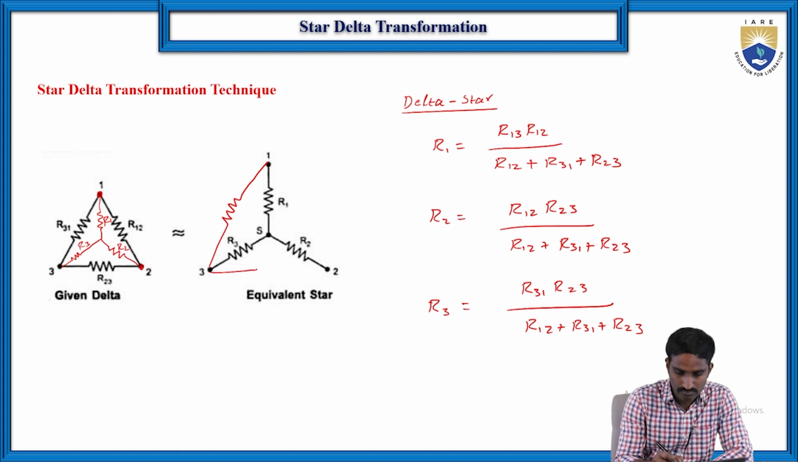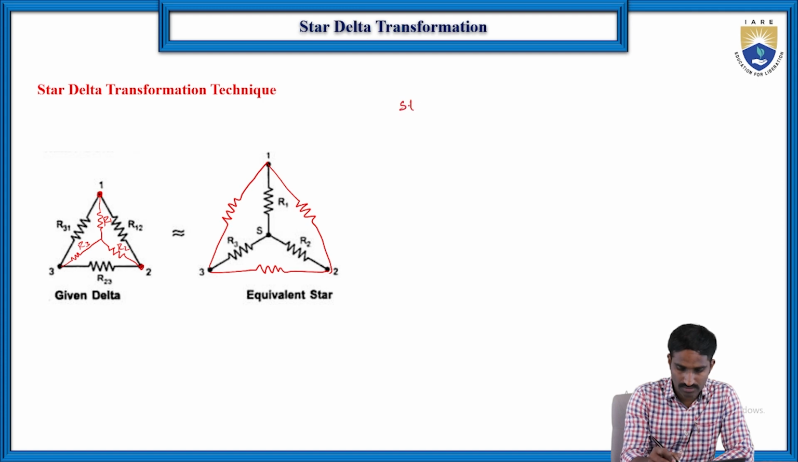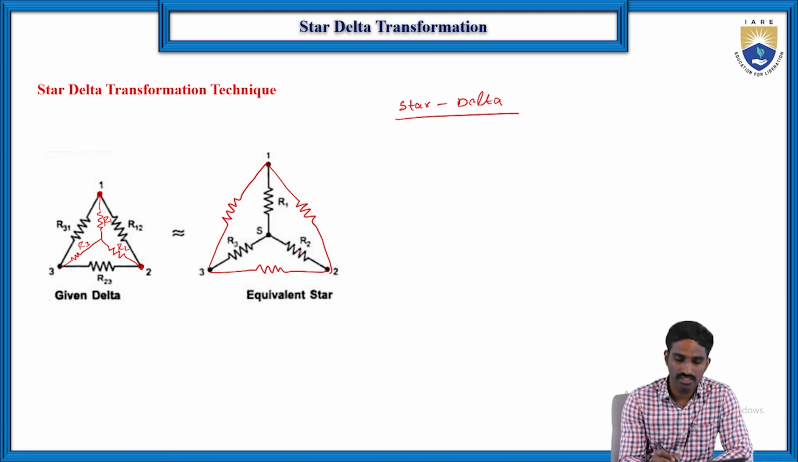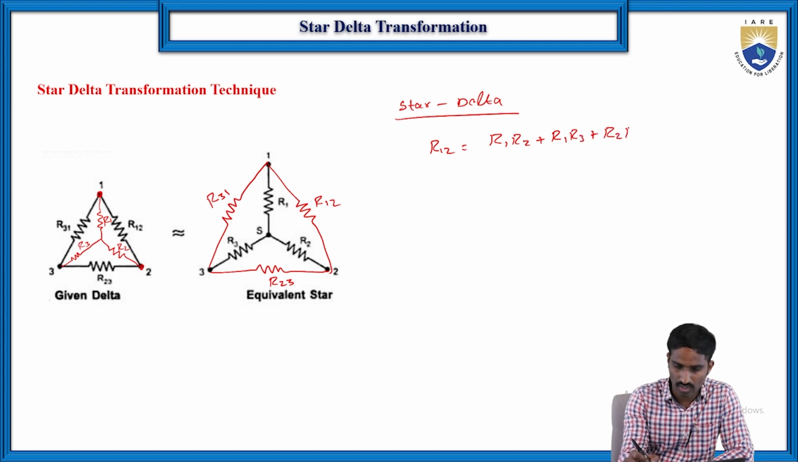So here, star to delta, right? So now we know the values of R1, R2, R3, but we don't know the values of the delta resistors: here in between it is R12, here it is R23, and here it is R31. So suppose if you want to find the value of R12, then R12 is equal to R1 R2 plus R1 R3 plus R2 R3 by the opposite resistor, which here is R3.